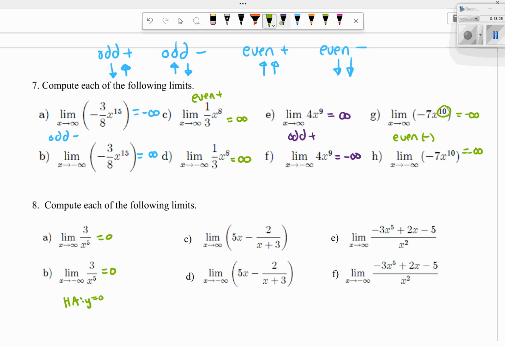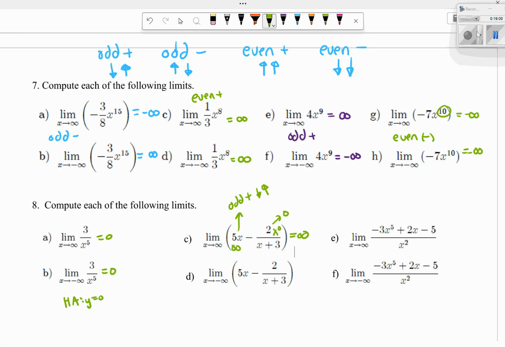Here, when you're looking at limits that have more than one term, you could look at each of the terms separately. So this is 5x, which is odd degree and positive. That means the left end goes down, right end goes up. So this is going towards infinity. And here we have -2 over x plus 3, a rational function. So this is degree 0, degree 1, so this is approaching 0. So infinity minus 0 would just be infinity. So I know this is going to infinity.